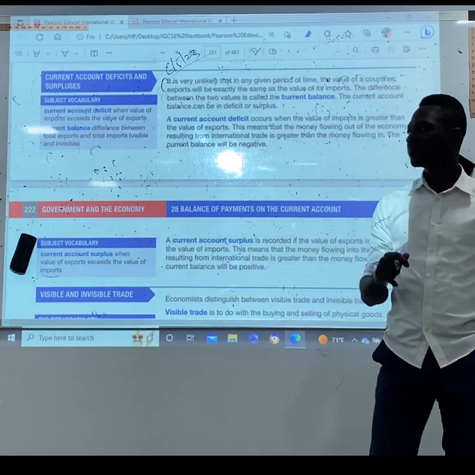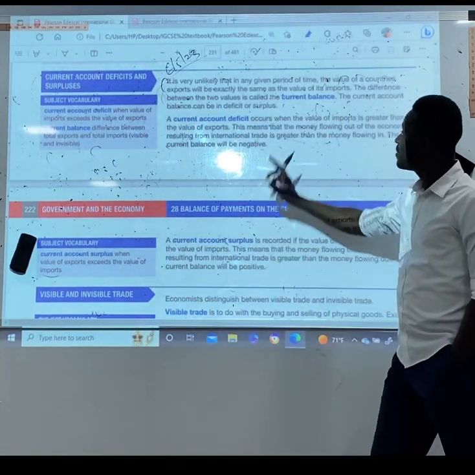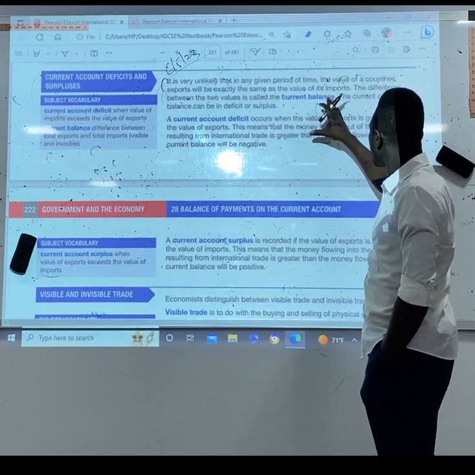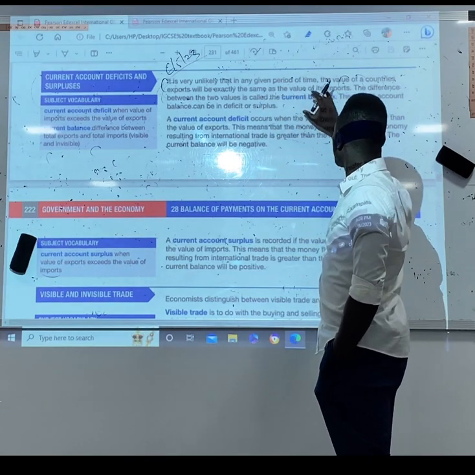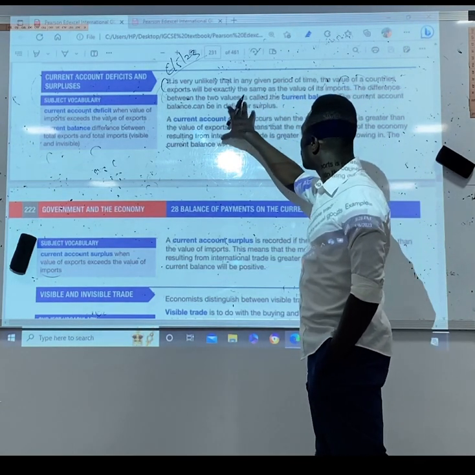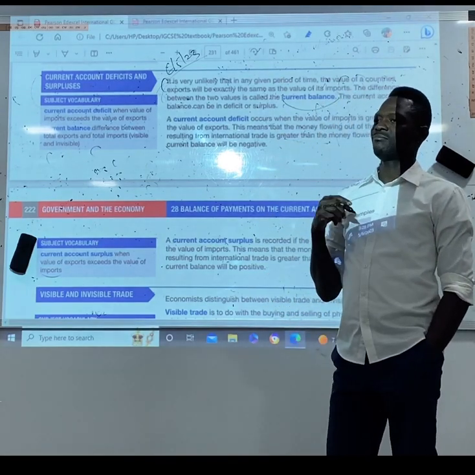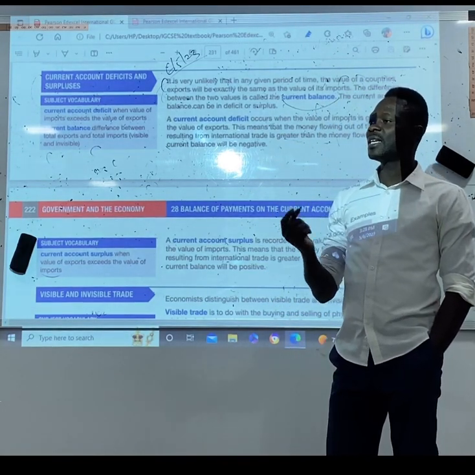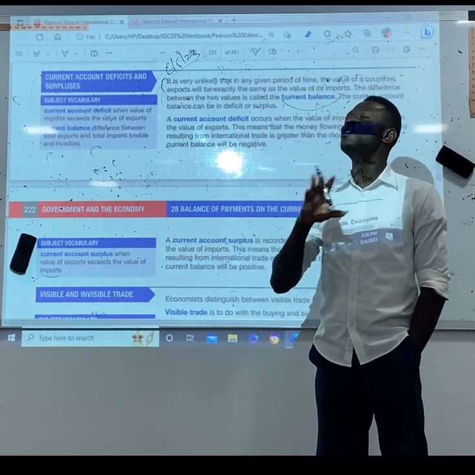So we have current accounts, deficits, and surpluses. It is very unlikely that in any given period of time, the value of a country's exports will be exactly the same as the value of its imports. The difference between the two values is called current balance. So it's not likely that the value of our exports and imports will be equal.